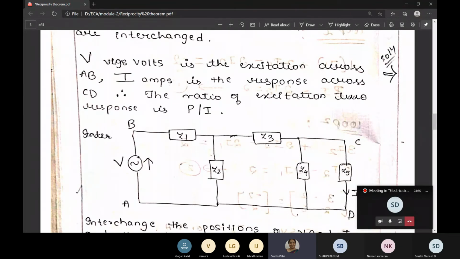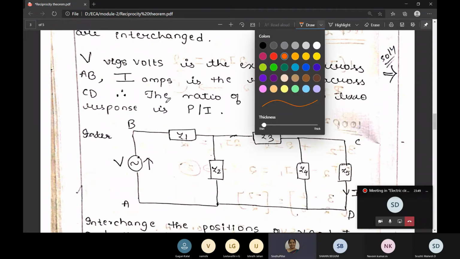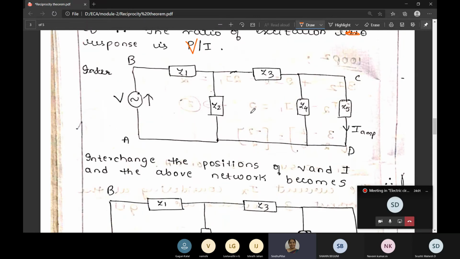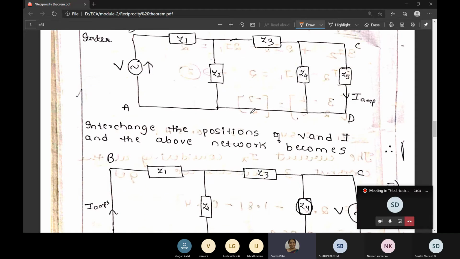The ratio of excitation to response is V by I. The ratio of excitation to response, V by I, remains constant. How does it remain constant? When we interchange the position.